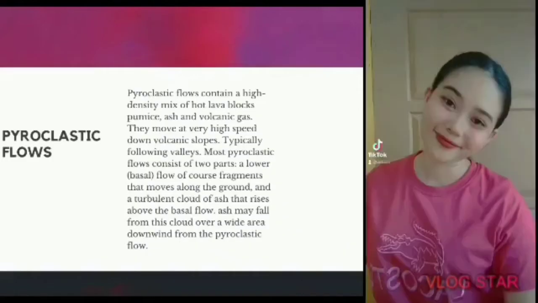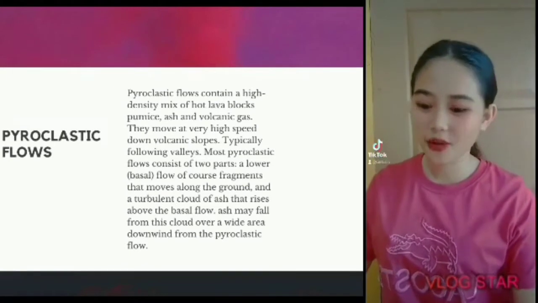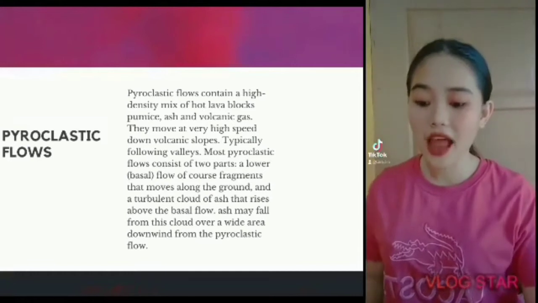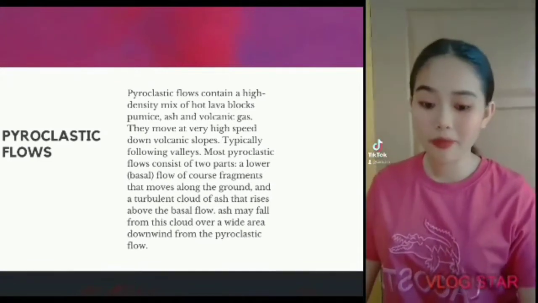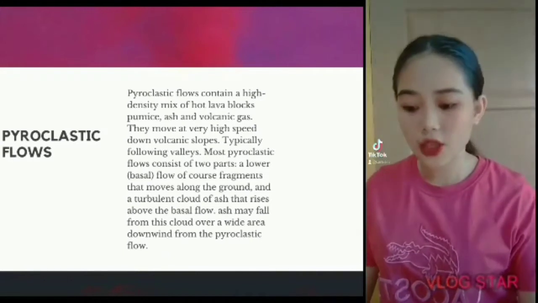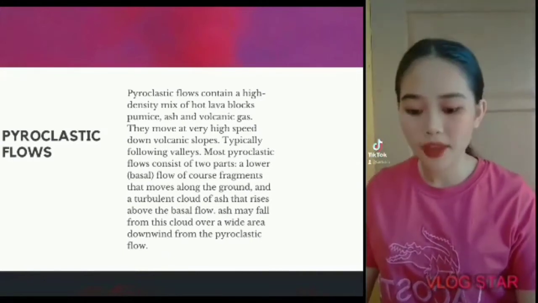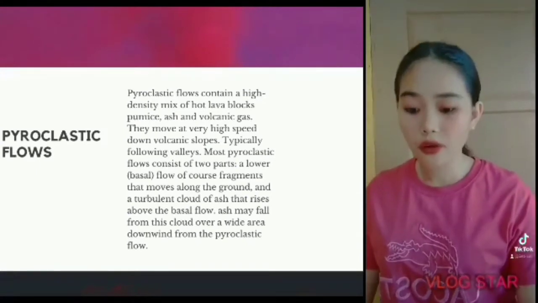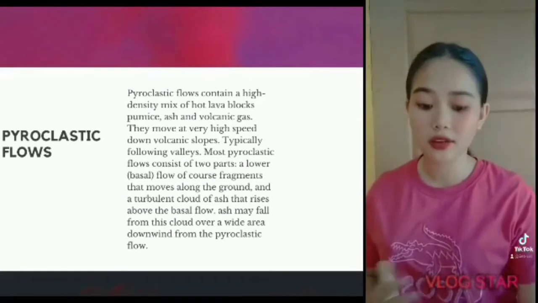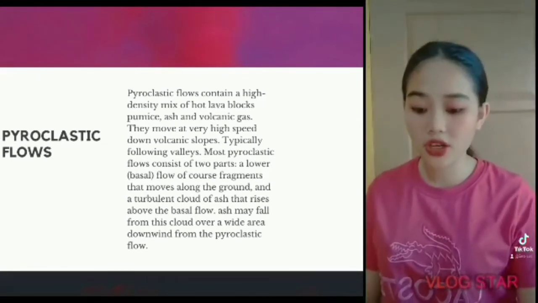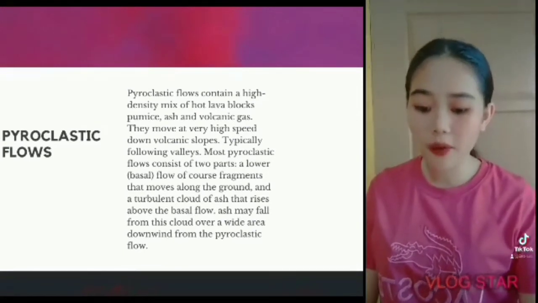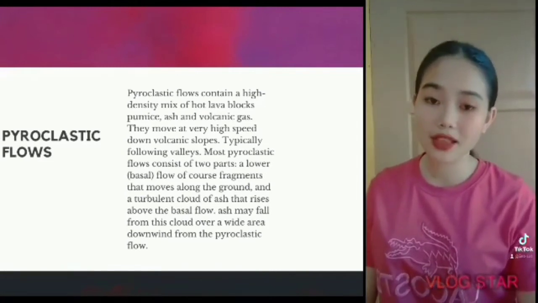Next one is pyroclastic flows. Pyroclastic flows contain a high-density mix of hot lava blocks, pumice, ash, and volcanic gas. They move at very high speed down volcanic slopes, typically following valleys. Most pyroclastic flows consist of two parts: a lower basal flow of coarse fragments that moves along the ground, and a turbulent cloud of ash that rises above the basal flow. Ash may fall from this cloud over a wide area downwind from the pyroclastic flow.